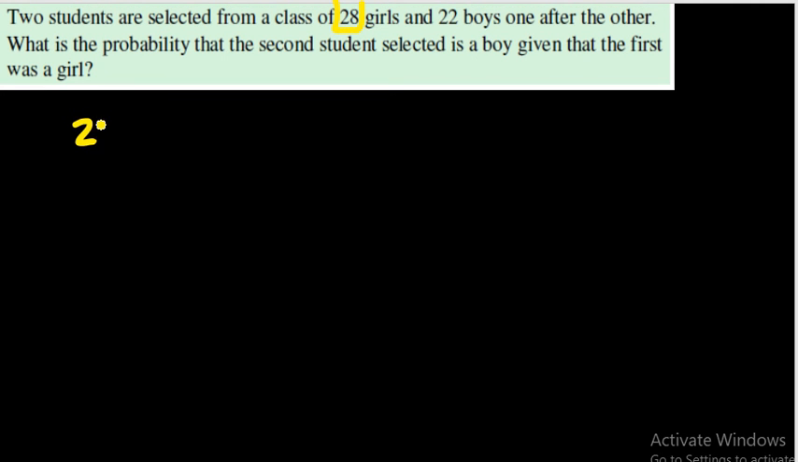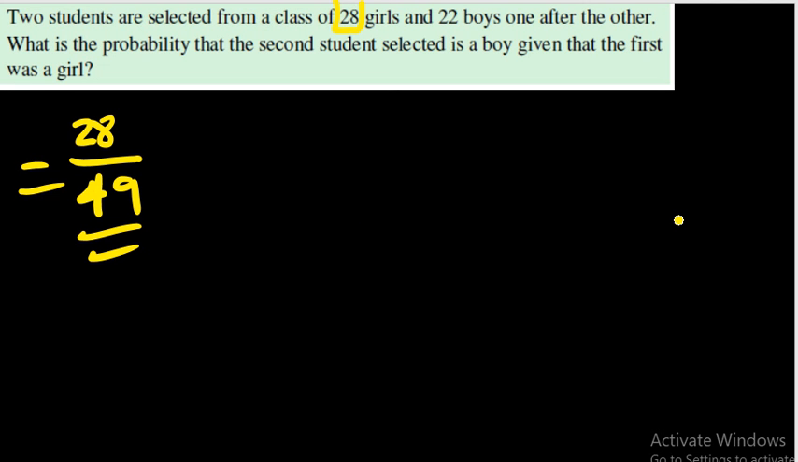That is 28 chance we have, out of the sum of the 2, it is 50. But one girl is already taken out. So the total number will reduce, without replacement. So it will be 49 chance we have. This one is so simple, but this is the way how to do it.